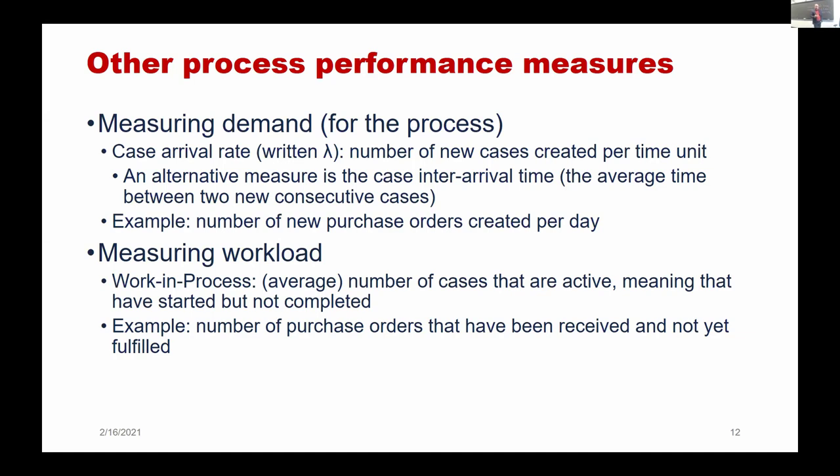Two of them that we're going to be manipulating in this course are the case arrival rate and the work in process. The case arrival rate is a measure of how much demand there is for my process. It is defined as the number of new cases that are created per time unit. So you have to take a time unit, say the day, or it could be the hour, and you have to say how many cases on average, for example, arrive per hour.